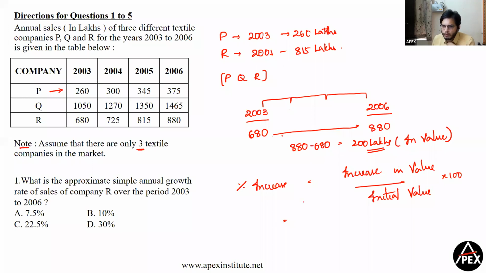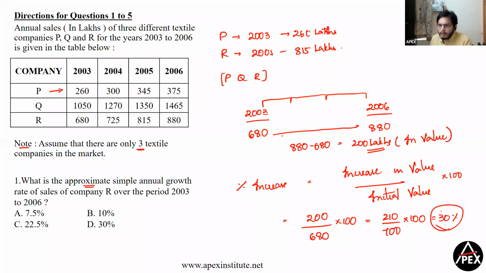So 200 lakhs by what will be the denominator? 680 or 880? 680, perfect. We should always consider the initial value, or the value with which we are comparing. So 680 is the initial value here. So 200 by 680 into 100. Here we are asked to find the approximate value, isn't it? So I will consider 210 and I will take 700 here into 100, which is equal to 30%.